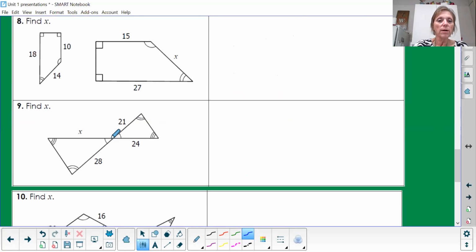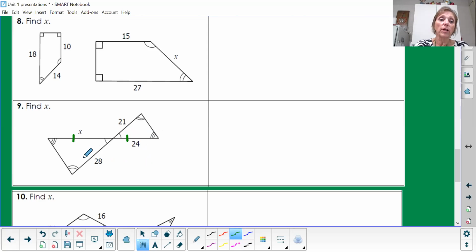Do you see the single marks? I'm just going to help you mark. Okay, X. That's going to be my 1. I'm going from triple to single. Over here, I'm looking triple to single. So do you see X and 24 are corresponding parts?